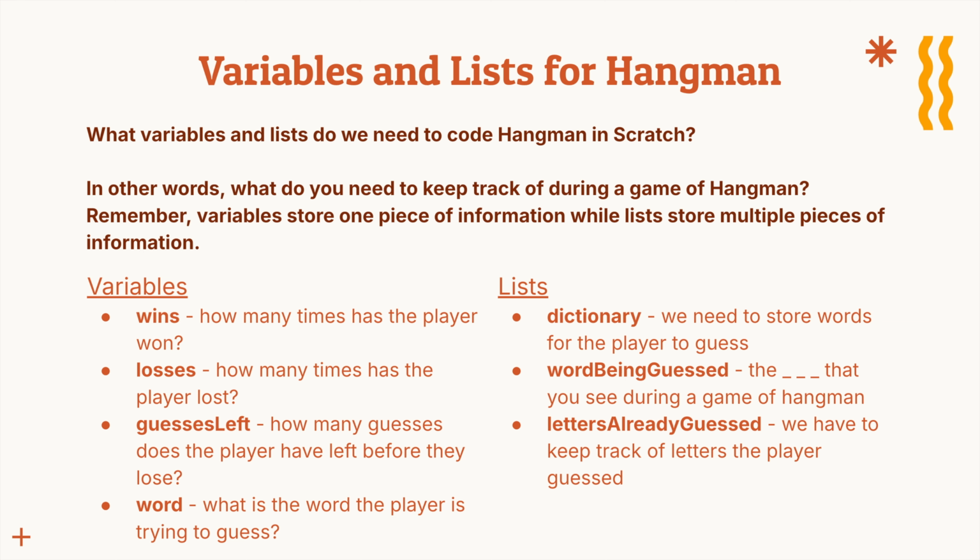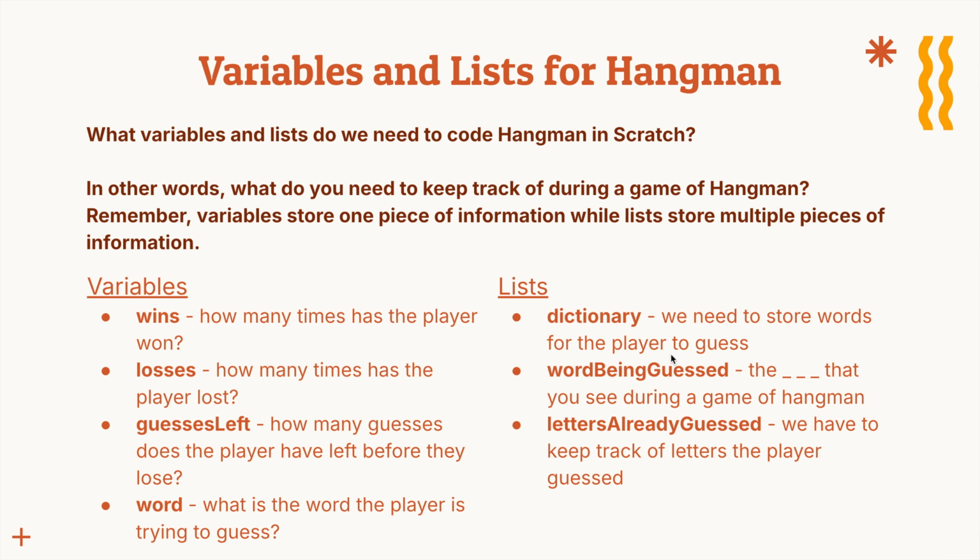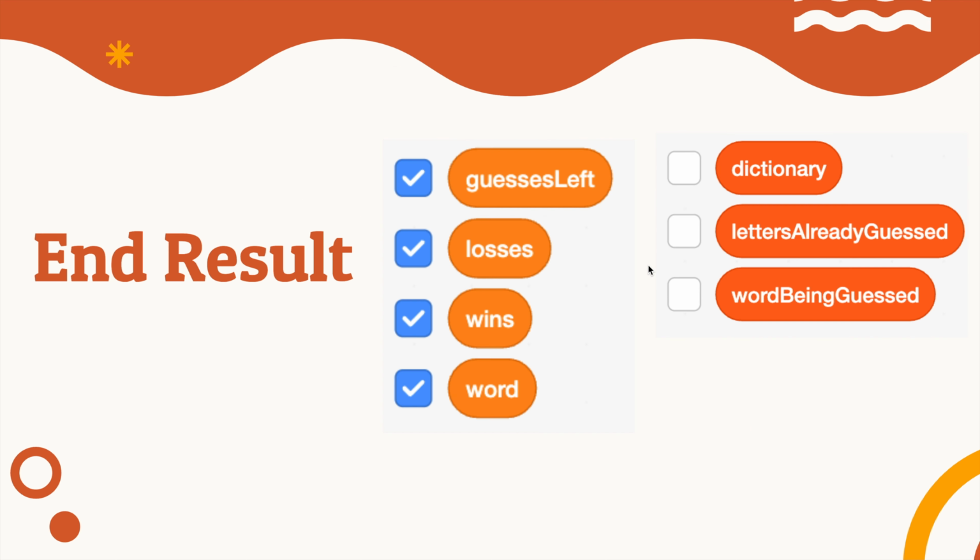Okay, assuming you guys are able to do that, this is what your end result should look like. These are all of your variables. You want your guesses left, your losses, your wins, and your word. And then you want all your lists. You want your dictionary, your letters already guessed, and your word being guessed. If you guys are a little bit confused on what some of these lists or variables might mean or do, don't worry, because in future lessons we're going to go over them and we're going to actually start using them. And it will make a lot more sense when you actually use them.